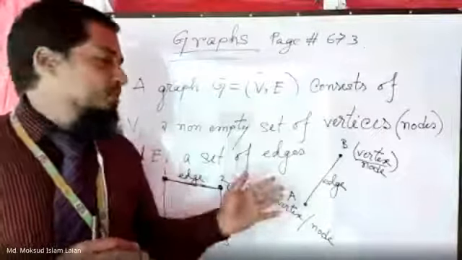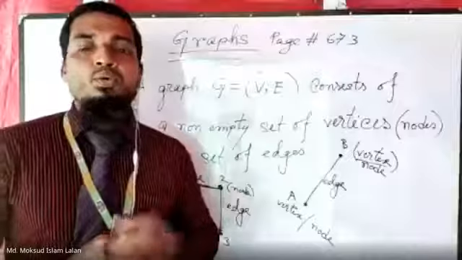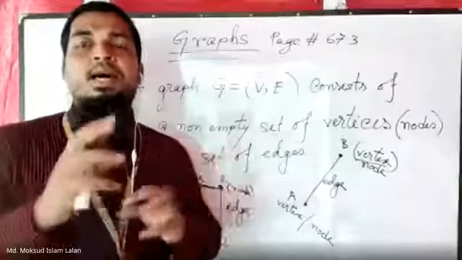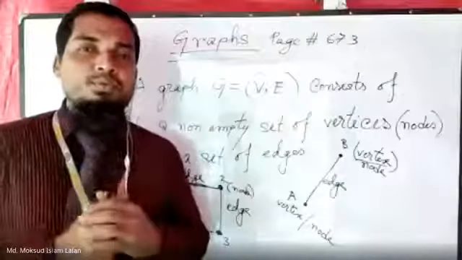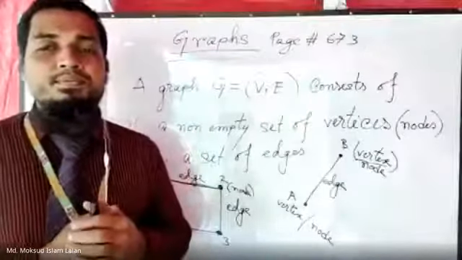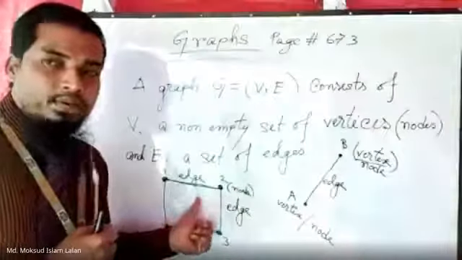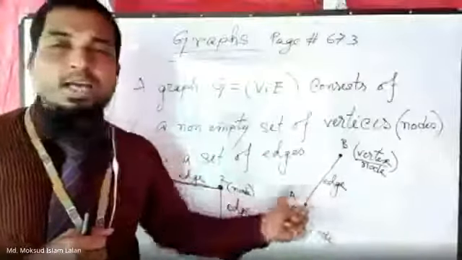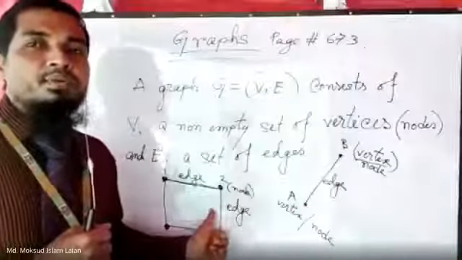But most of the things we deal with are finite graphs. Finite means whose edges and vertices are limited, that we can count. Do you understand, Habib? Yes, sir. So if I ask you the question, this is a graph. What type of graph is this? Is it a finite or infinite graph? Finite graph.